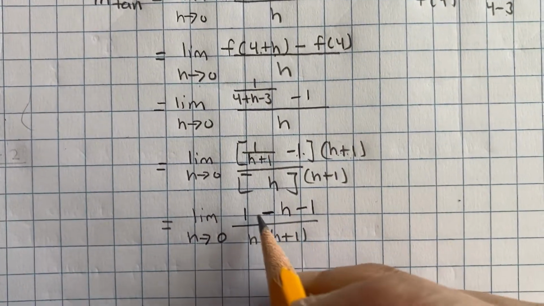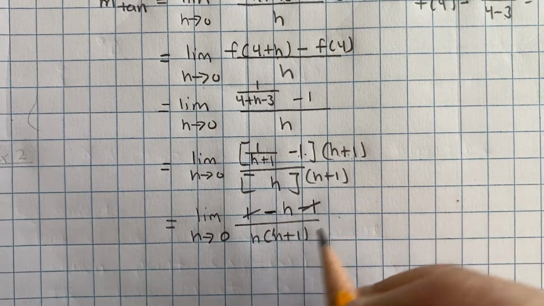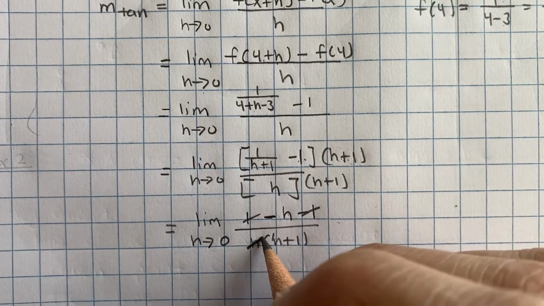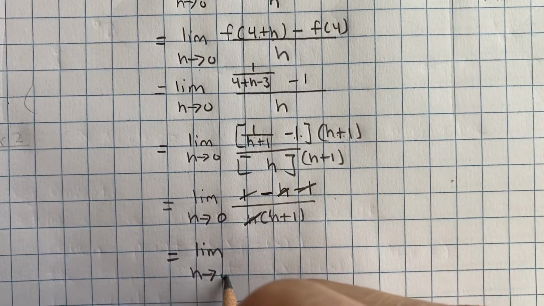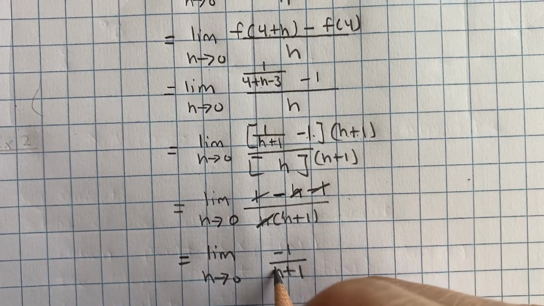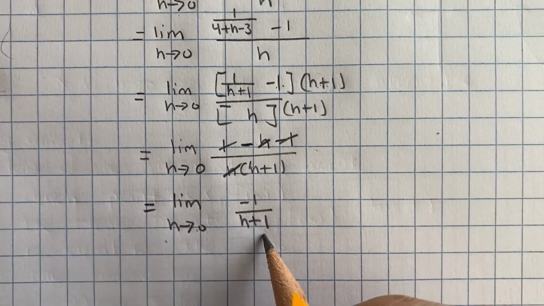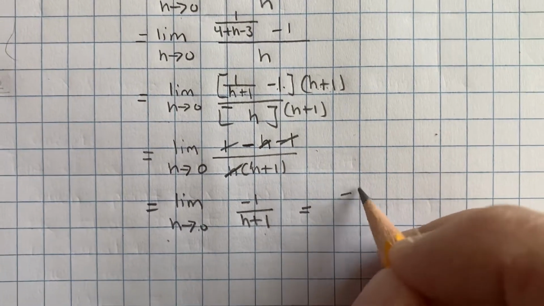All right, these guys are going to cancel out, right? The 1s are going to cancel out, and you're left with an H here and an H here. These guys will cancel out. And so you have a -1 over H plus 1, right? And now, on this particular line, you can plug in the value of 0. And you don't have to write the limit anymore once you plug in the value.